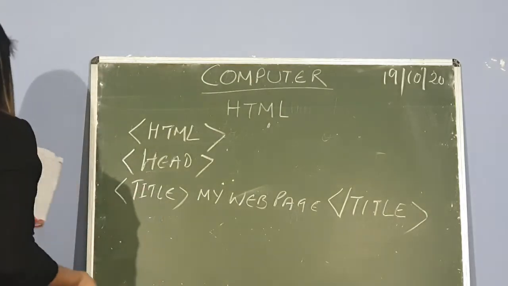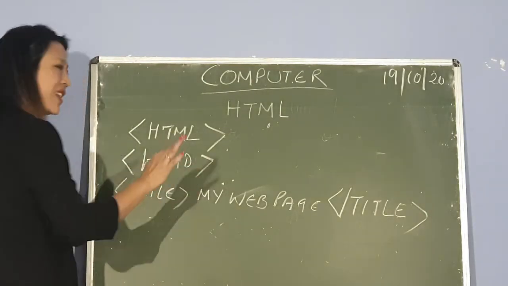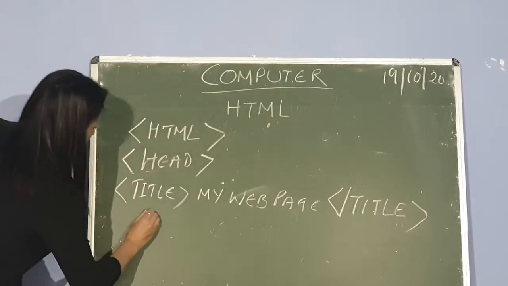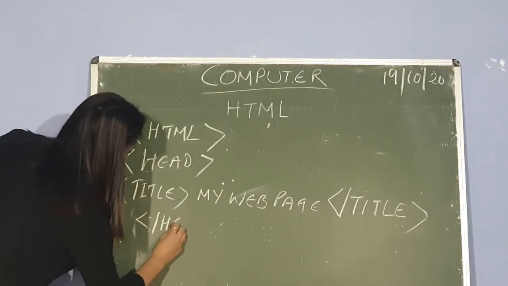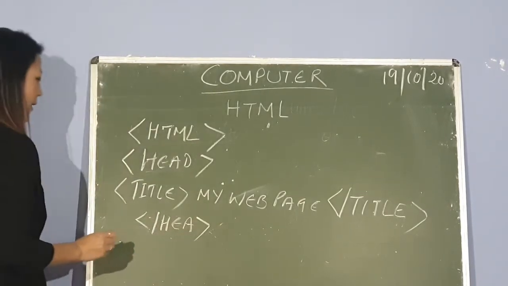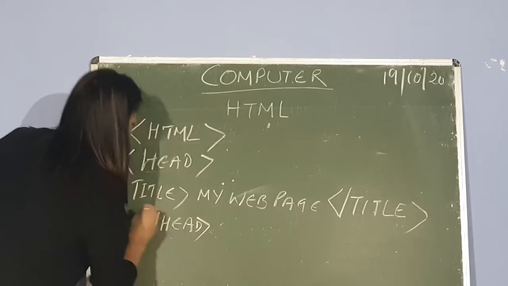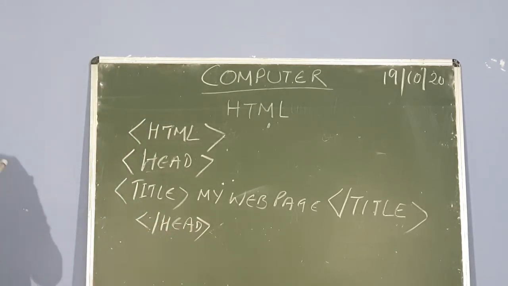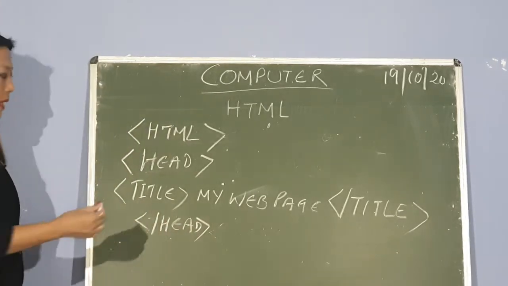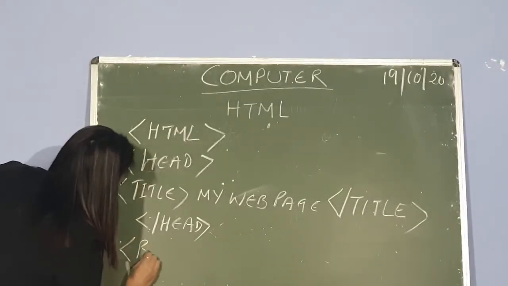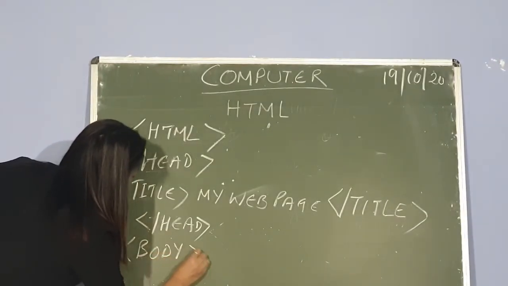Okay. Then comes header section. I want only title, so I don't want anything else. So I will close my head here. Then I wanted to write something in my body section. So I will open body section here.